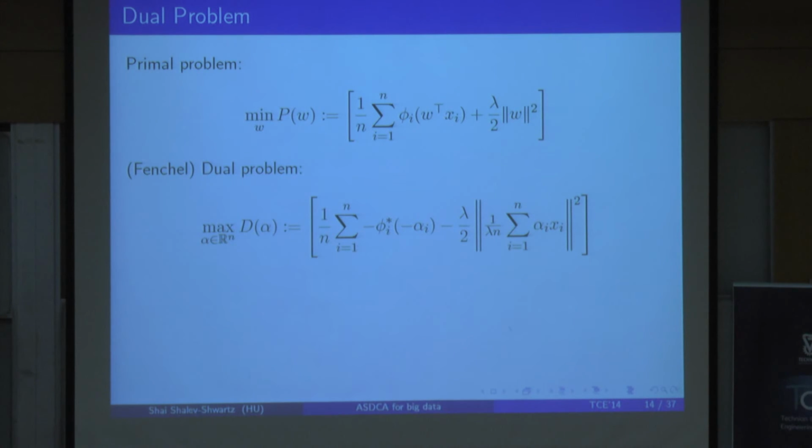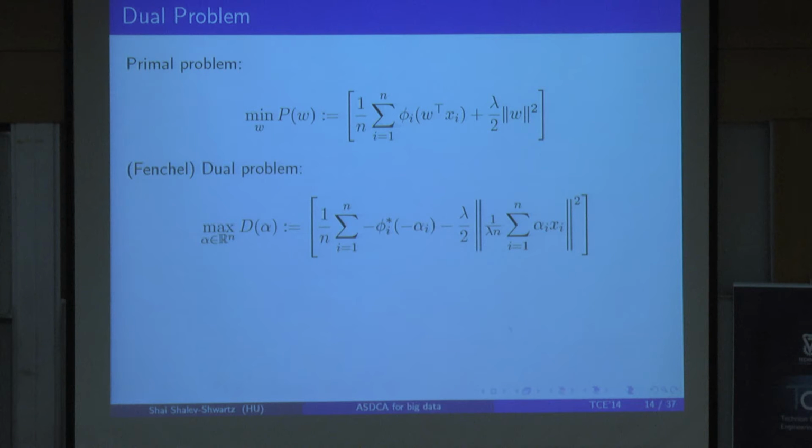On the top, you can see the original problem. Again, we have an average of functions plus regularization. On the bottom, you see the dual problem. The variable of the dual problem is alpha, a vector in n dimensions, meaning that we have a single dual variable per training example. Then we have, again, an average of dual functions minus a square norm, but now the square norm is of a linear combination of the examples using the weights alpha i.